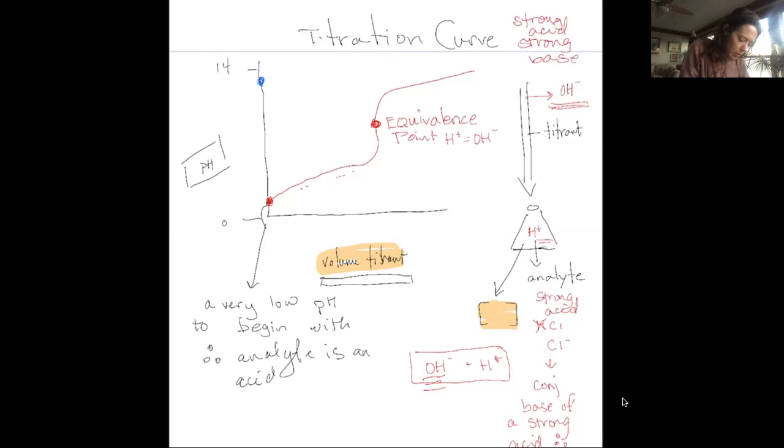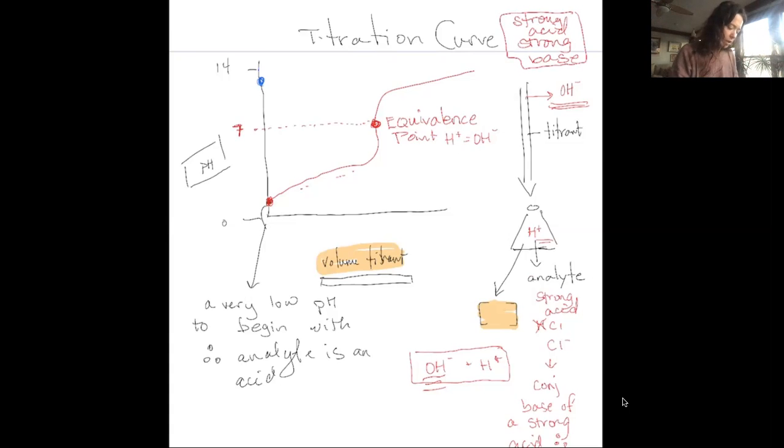And that is going to occur for a strong acid, strong base reaction. That's going to occur at a pH of 7. So I said that sometimes I can tell what type of titration is occurring by looking at the curve. If the equivalence point occurs at 7, then I know that I have a strong acid, strong base titration. Okay, you need to know that.